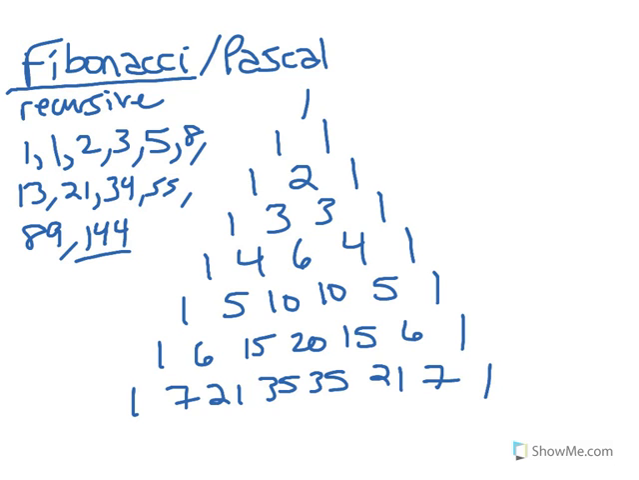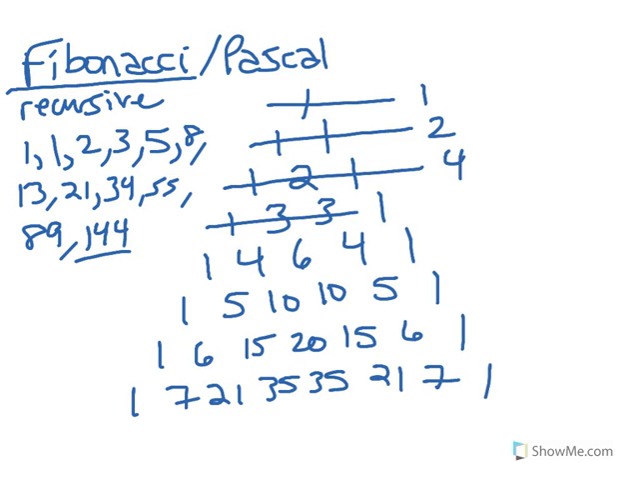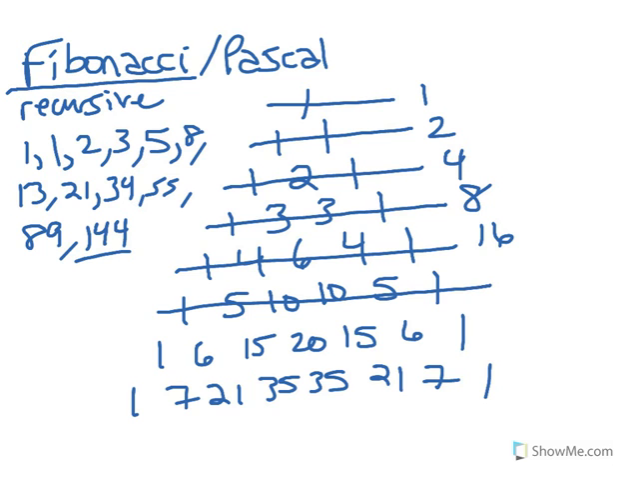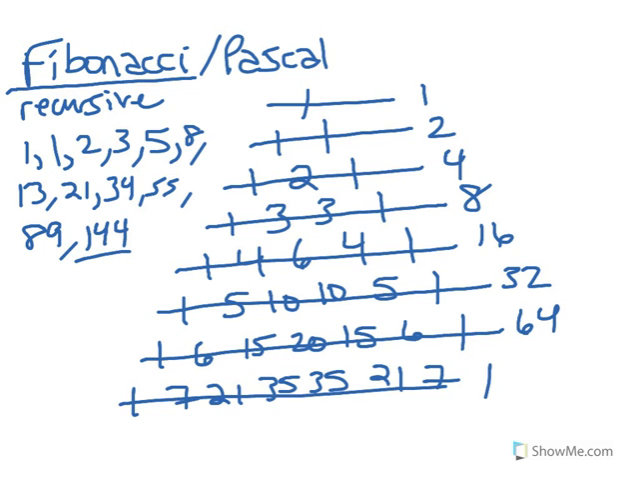If we work across the rows, we discover all the powers of 2, or all the place values in binary. For instance, here's 1, 2 to the 0. Here's 2, 2 to the first. Here's 4, which is 2 squared. Here's 8, which is 2 cubed, and so on. Every single row adds up to a new power of 2. I think that's fascinating.